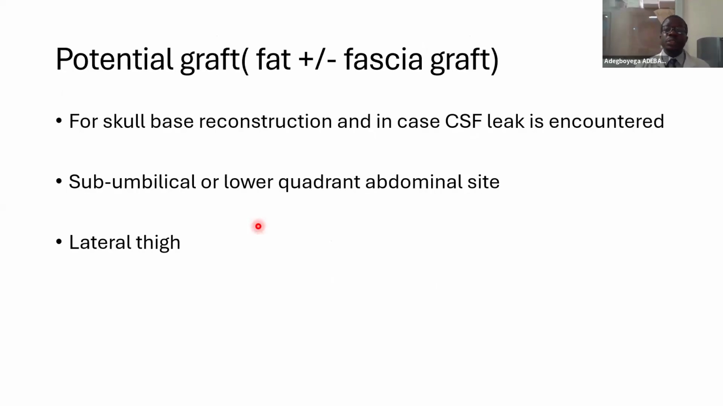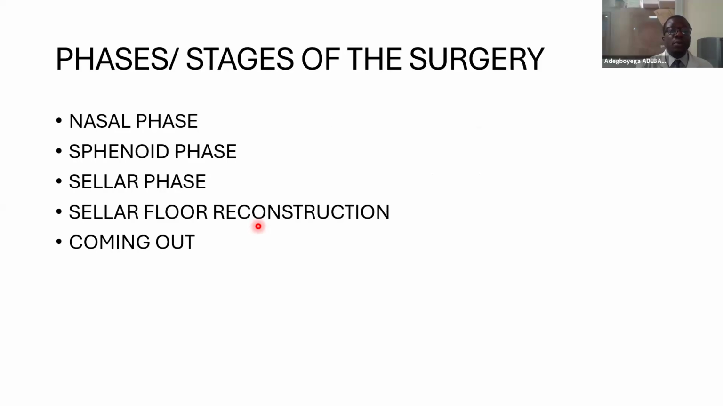The patients need to be planned for and prepared for skull base reconstruction, or in anticipation of a CSF leak. And after positioning the patient, the area of the body, the subumbilical or the lower quadrant of the abdominal side is prepared. Also, the lateral side can be prepared. These are sites where one can harvest fat or fascia or tissue for sellar floor reconstruction.